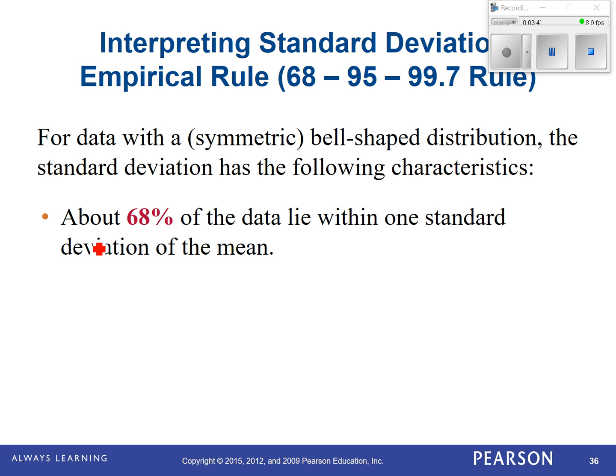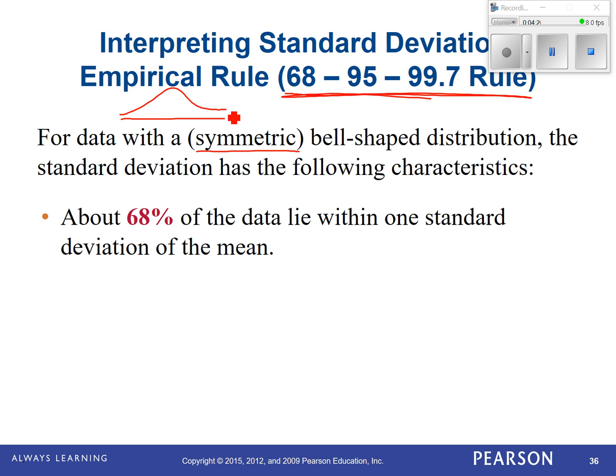Interpreting standard deviation using the empirical rule. The empirical rule is also called the 68, 95, 99.7 rule. All that means is that for data with a symmetric distribution, remember symmetric is like the bell-shaped curve, where it actually makes that bell, it's not skewed left or skewed right, so it's symmetric, the distribution has the following characteristics.